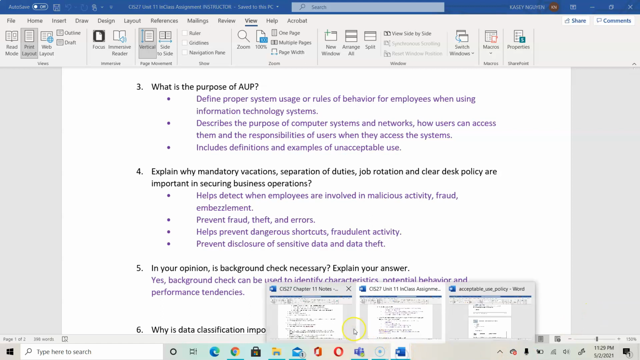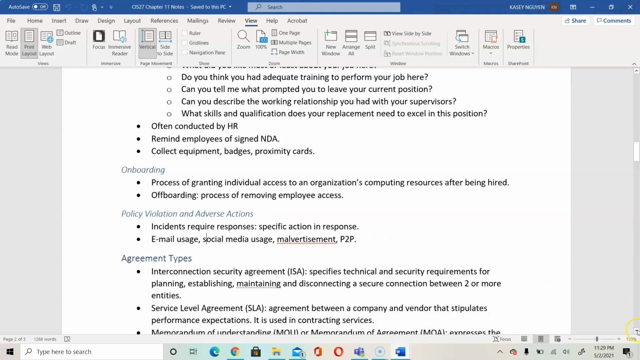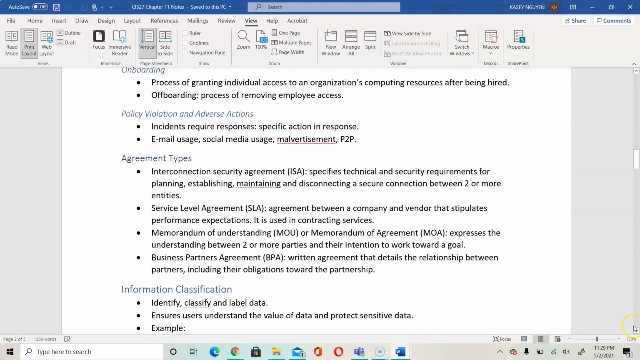And in the organization, you would see that there would be different types of agreements. Here's some of the information about agreements. Interconnection Security Agreement, that will be ISA. This specifies technical and security requirements such as planning, establishing, maintaining, and disconnecting a secure connection between two or more entities. And often you would see how a company would work with vendors, especially when vendors transfer or there has to be some access to resources that would be proprietary or sensitive.